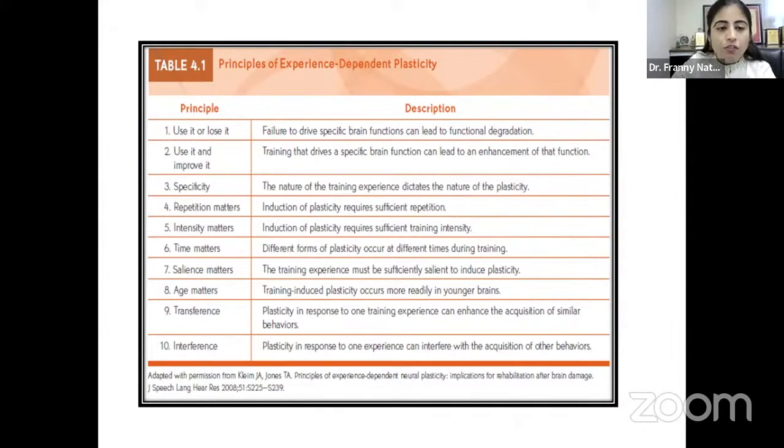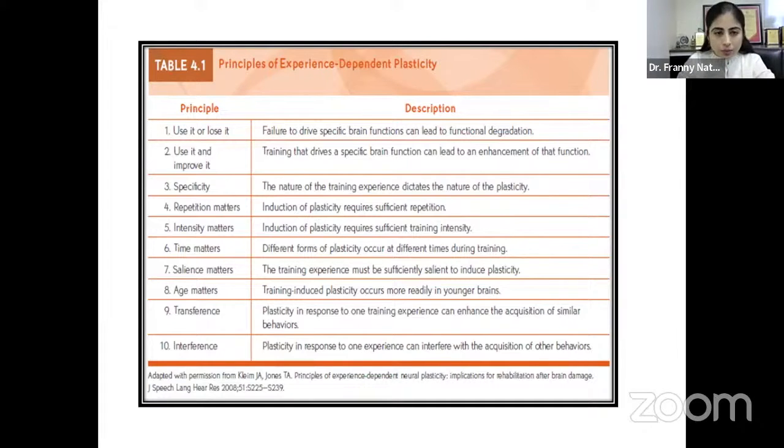That means neural circuits that are not actively engaged in certain tasks for a prolonged period of time will begin to degrade. They will start losing their functions. In contrast to it, training actually protects those neural circuits and connections that otherwise would have been lost after the lesion or the injury. And that is why the second principle says use it and improve it.